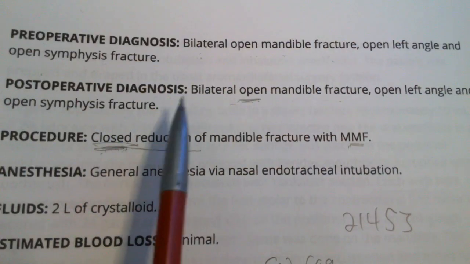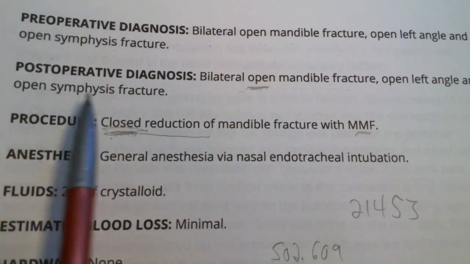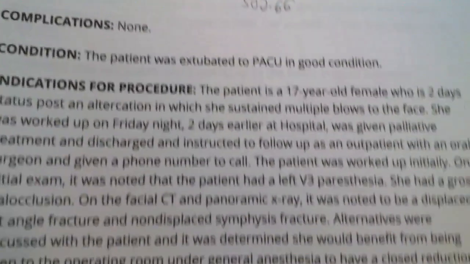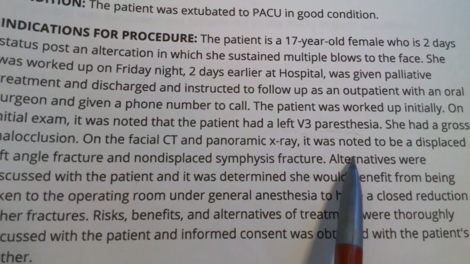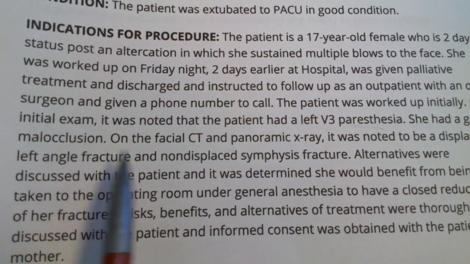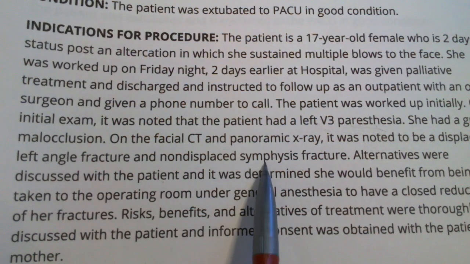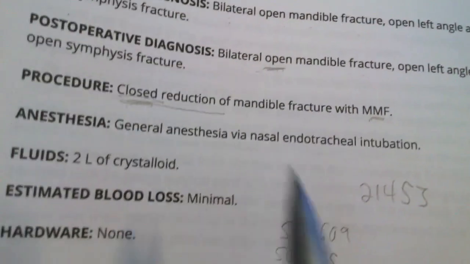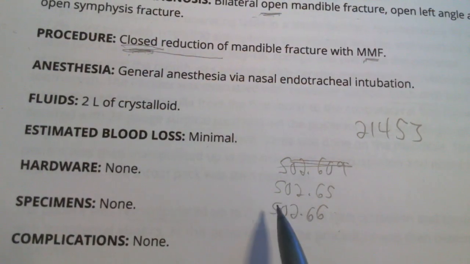Now, as I'm looking at this again, it says bilateral open mandible fracture, open left angle, and open symphysis. And I was assuming that these were different fractures. But if you look again at this indication for procedures, it says here on the x-ray, it was noted to be a displaced left angle fracture and non-displaced symphysis fracture. So those are probably the bilateral, the left angle, and the symphysis. Not that there's a bilateral and an open left angle and a symphysis. So let's cross that one out. And we just need the additional characters and to verify these.